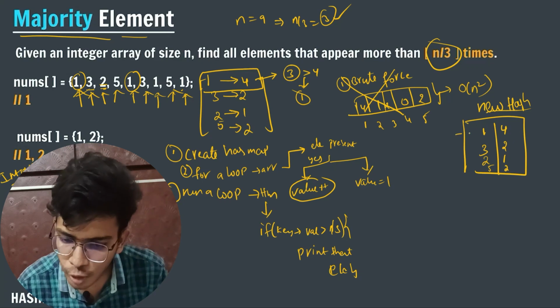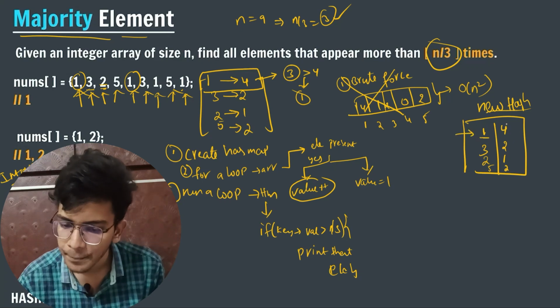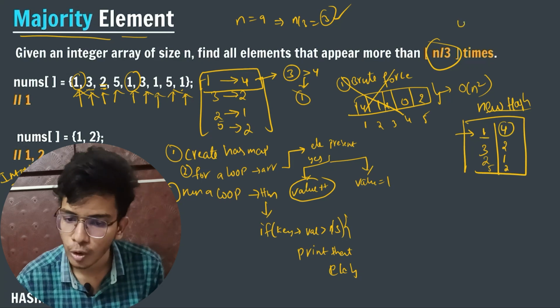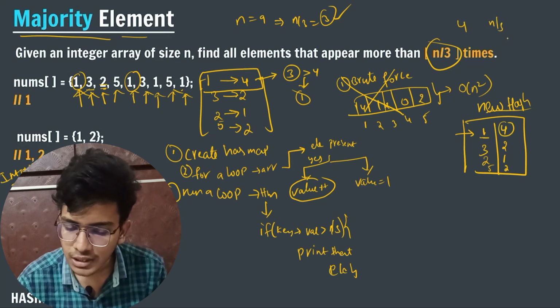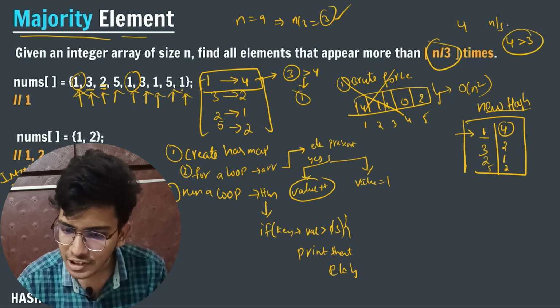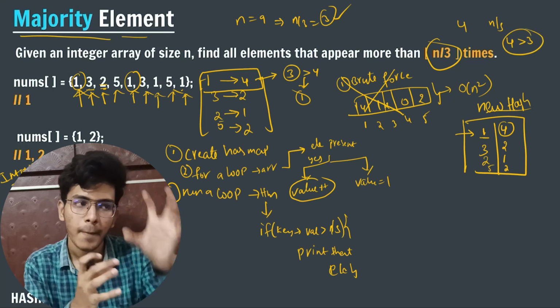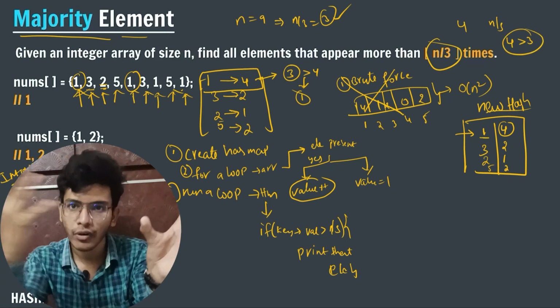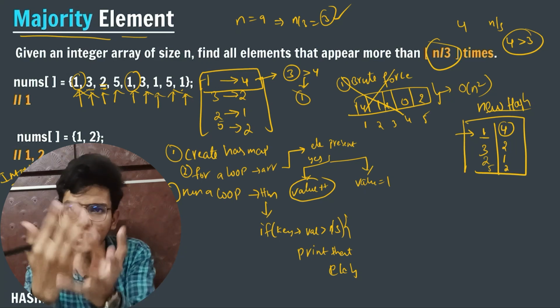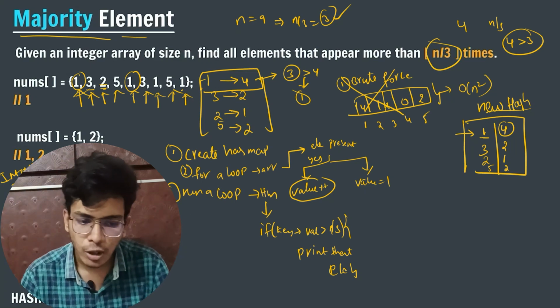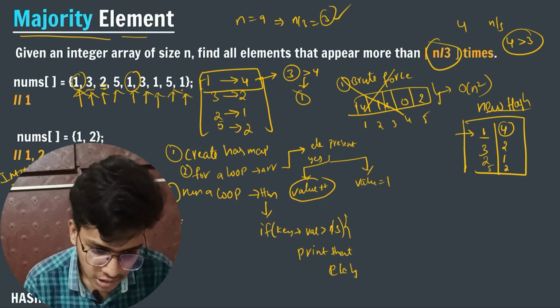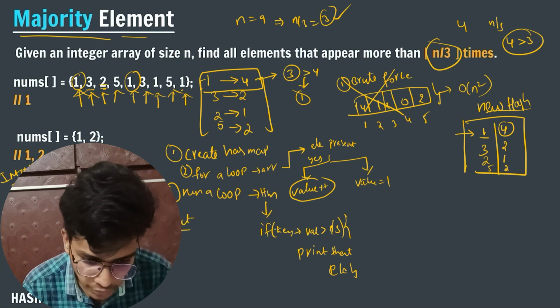So here I will run a loop. First of all, I will come to this key. You can see that its occurrence is 4 and n by 3 is 3. So you can see that here this condition is satisfied. If my key's value is greater than or equal to n by 3, then I will print. So let's say this is my output screen. So here I will print 1.